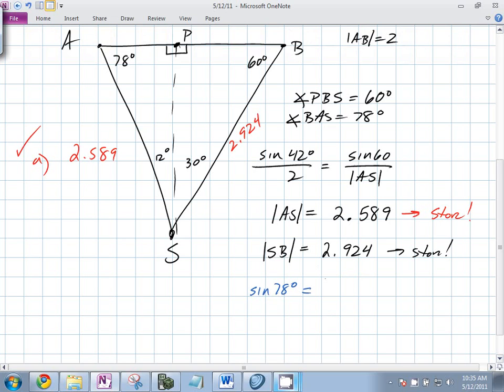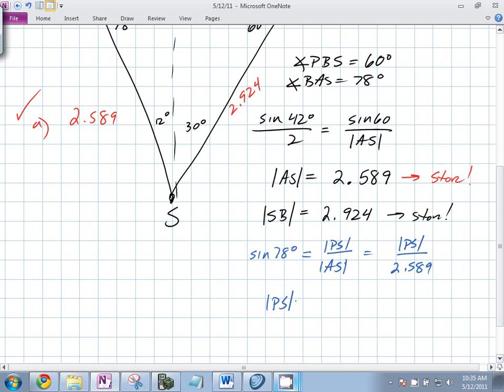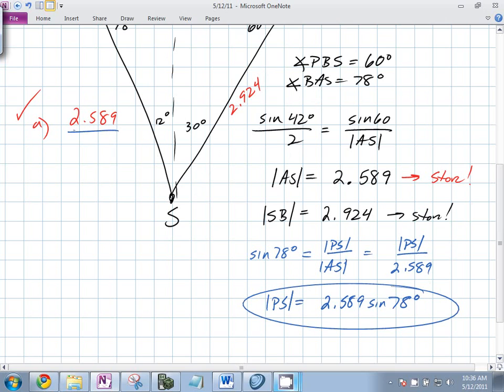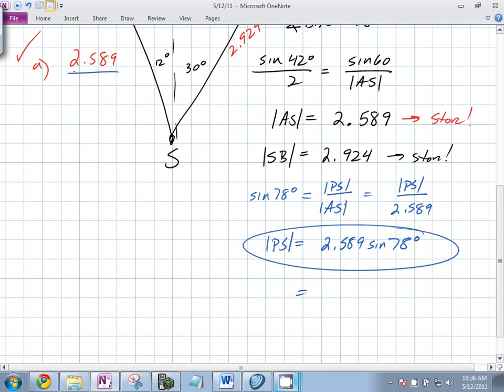PS over what? AS. And do we know AS? Yeah. So we know that that's equal to PS over 2.589. So what does PS equal? 2.589 times sine of 78. This is where that store command comes in handy. You rounded your final answer here to 3 decimal places, but when you multiply it by sine 78, if you round before that, you might be off. What does that distance from shore come out to be?